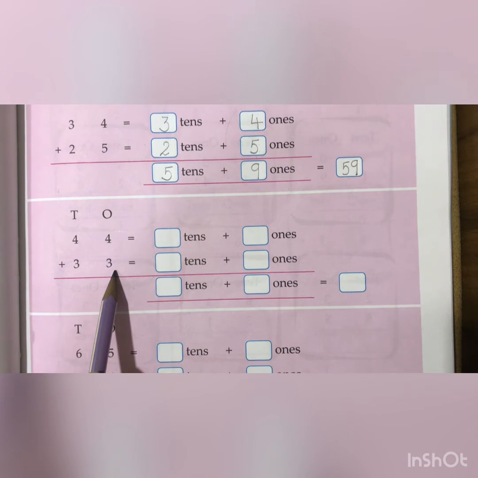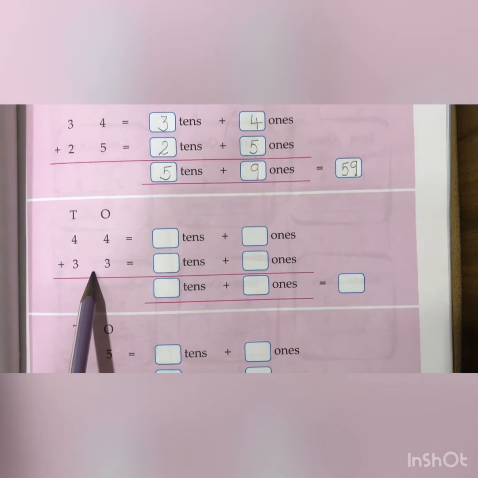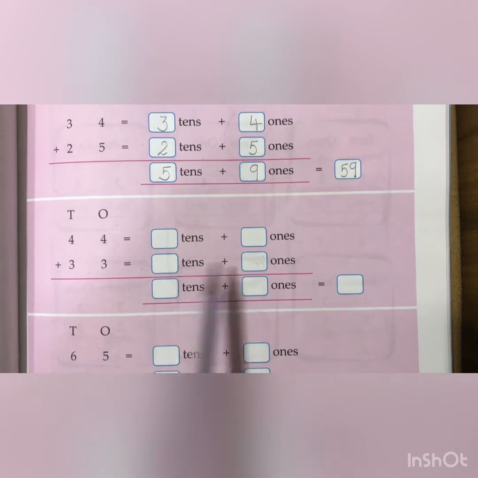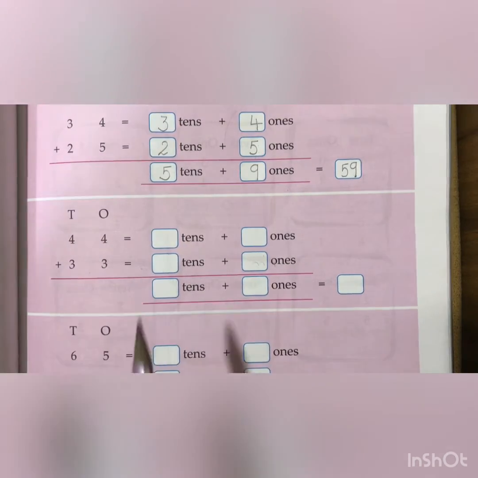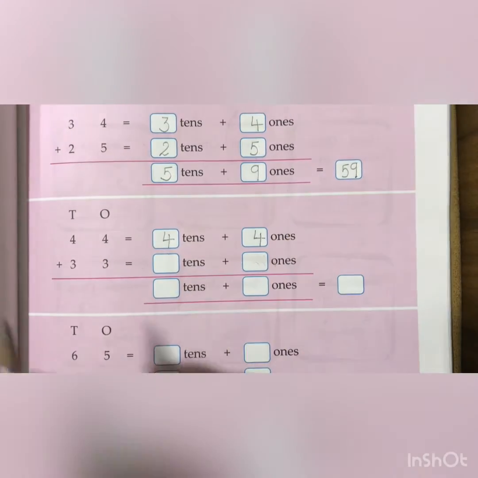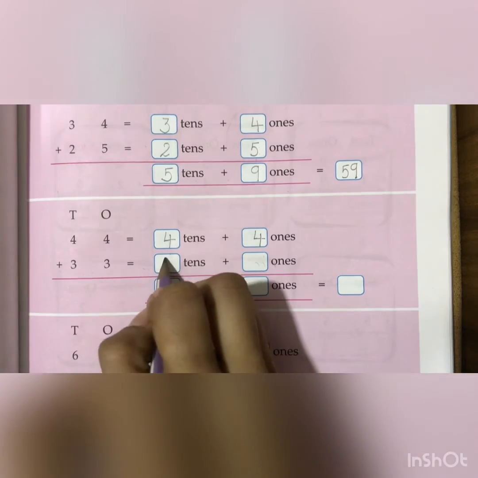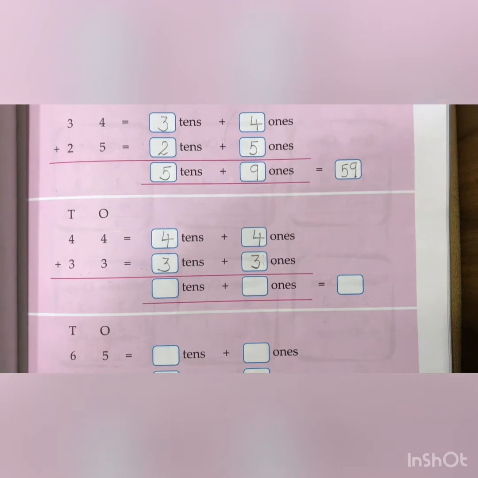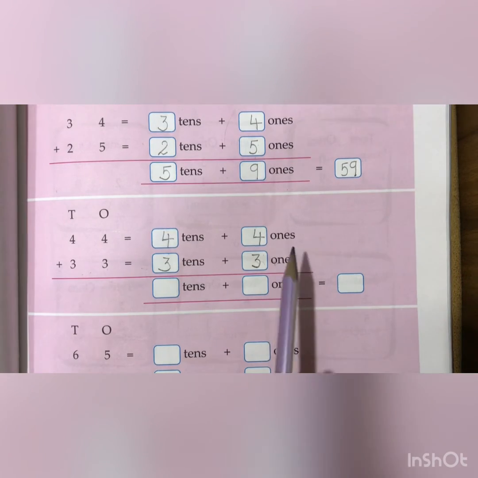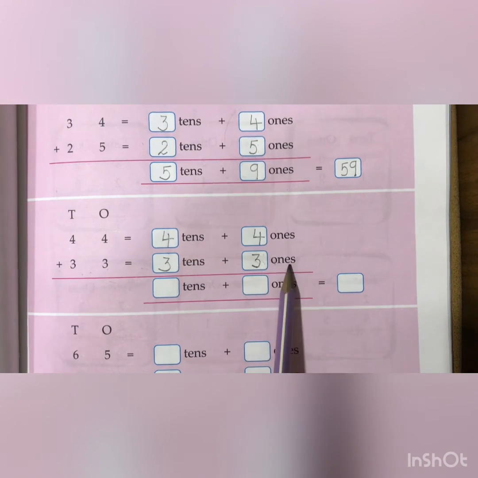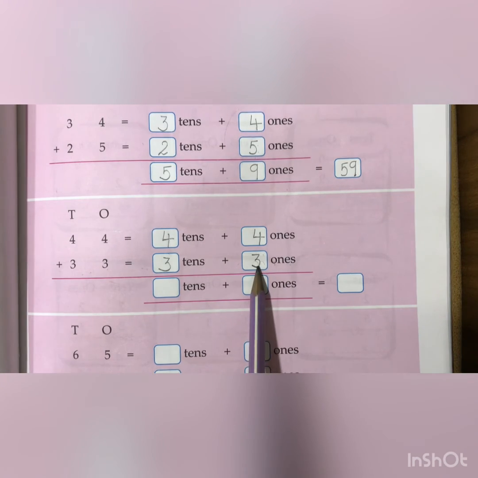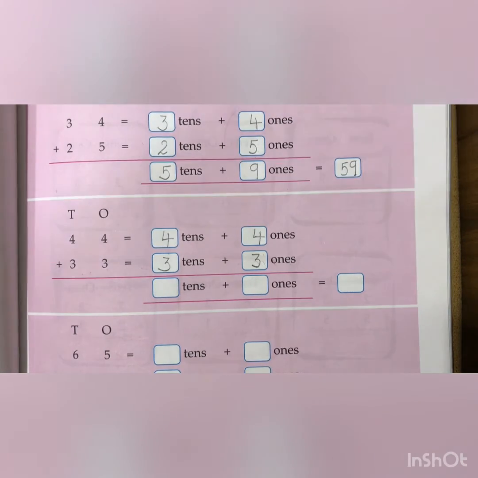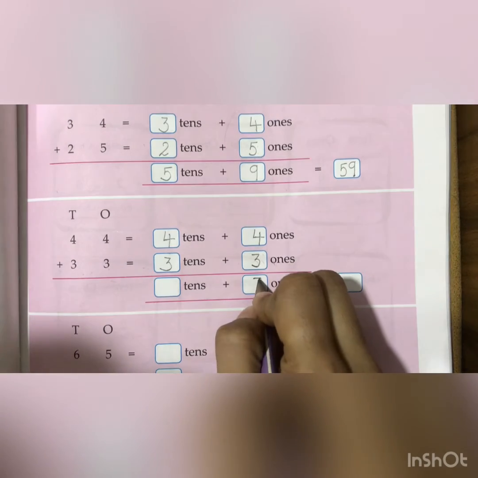44 plus 33. So, let's write the numbers in expanded form first. For 44, 4 tens plus 4 ones. For 33, 3 tens plus 3 ones. We will count ones first. So, 4 ones plus 3 ones. We will add 3 more to 4 and we will get 7 ones.